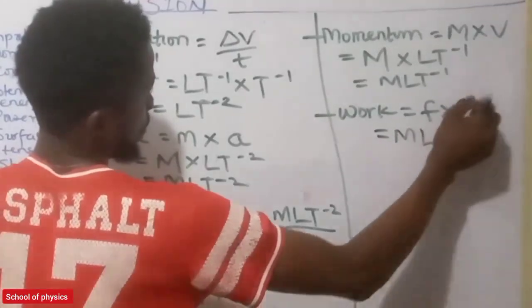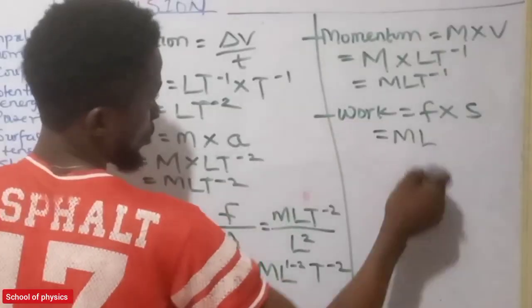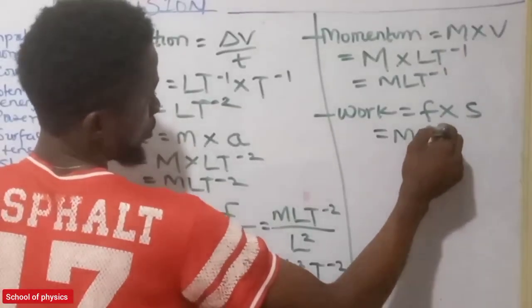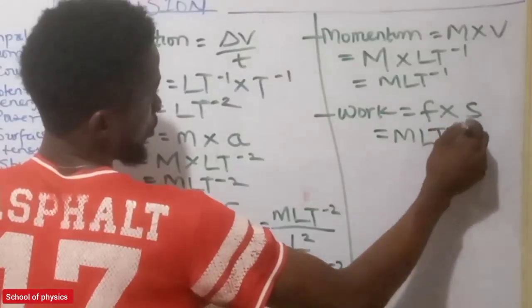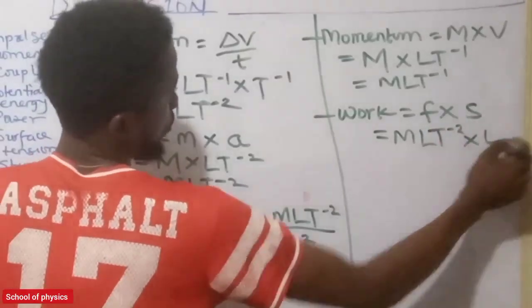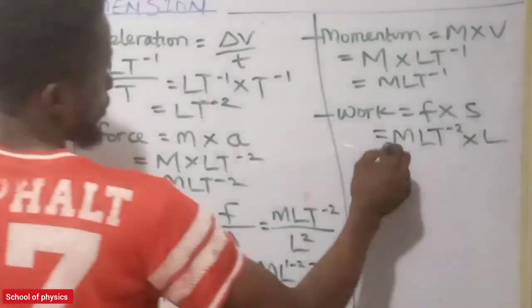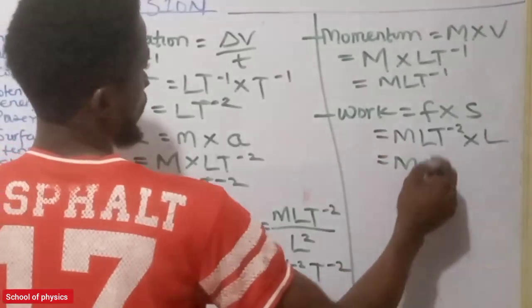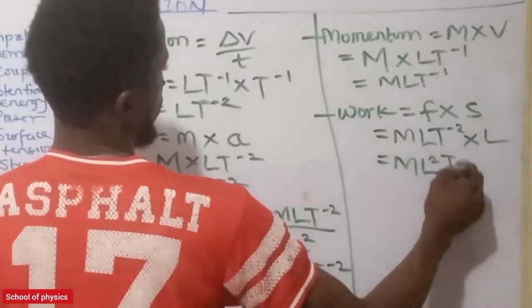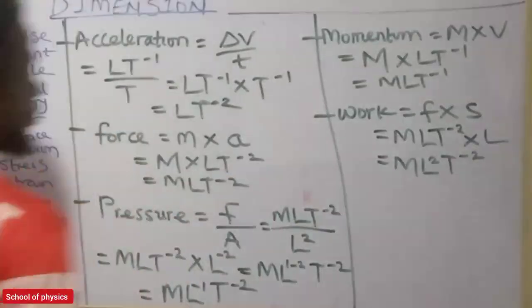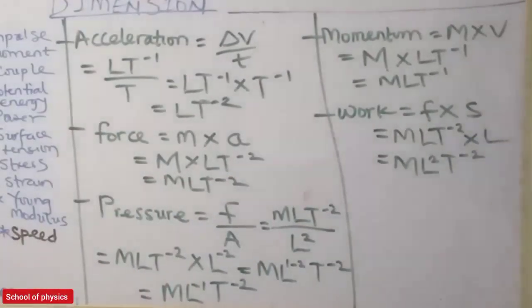So sometimes the symbol of distance is s, sometimes it is d. So force is MLT^-2 and distance is L. So when both are multiplied, you pick one L and add the powers, which is 1 plus 1, which will become ML^2T^-2.